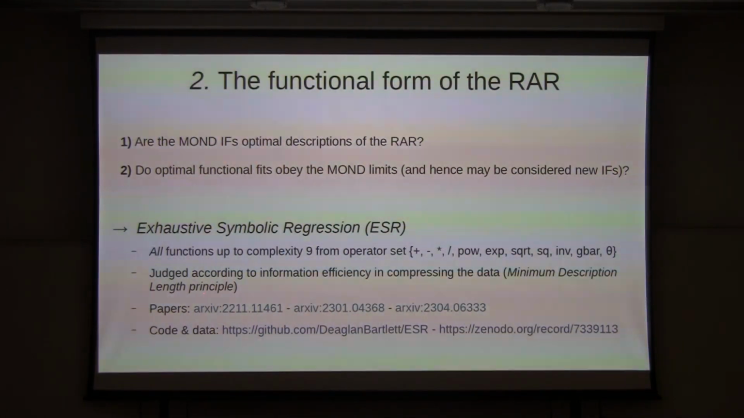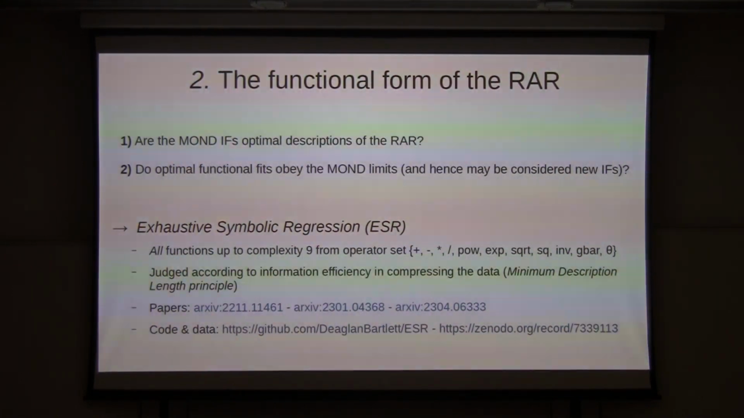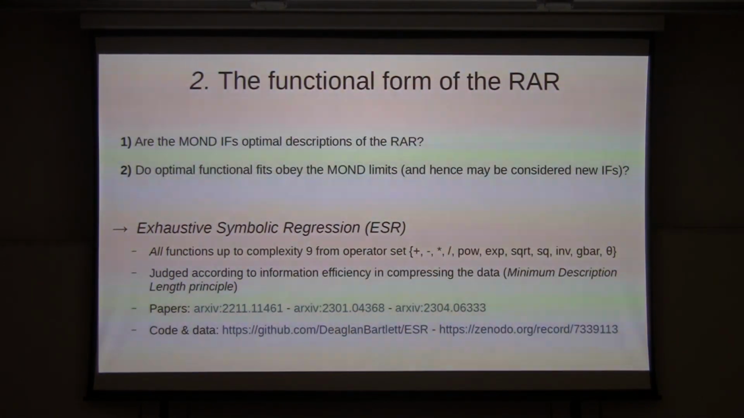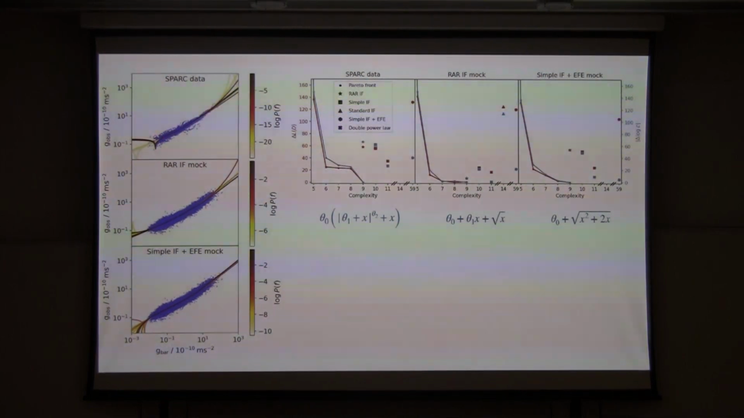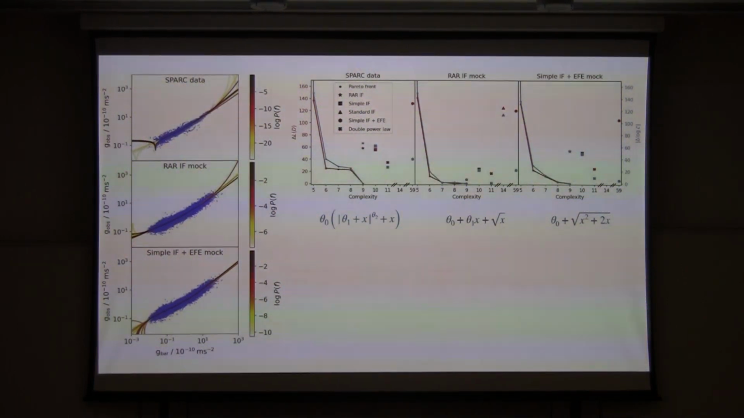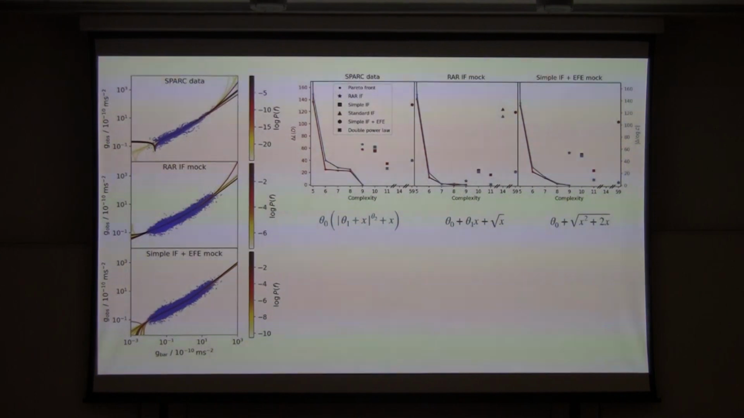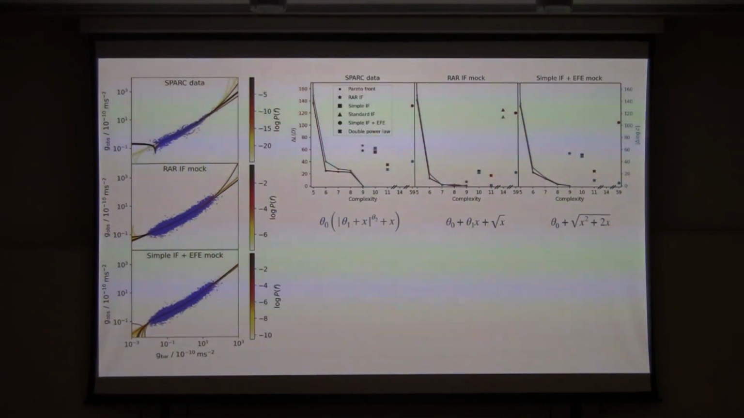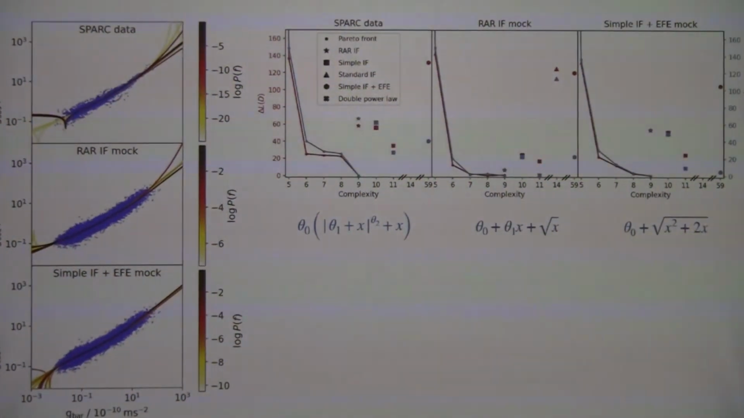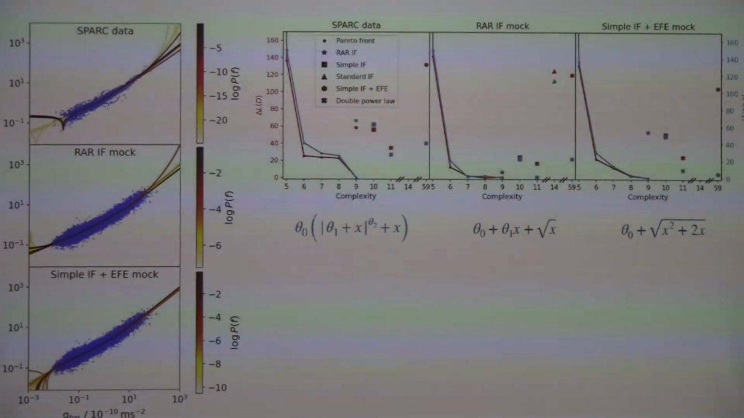So I'll spare you all the details of this, but if you're interested in symbolic regression in general, then I encourage you to have a look at our papers, and all our code and data are also public. Okay, but to apply this to the RAR, so I have up here the SPARC data again, and what I'm doing is I'm overplotting the 20 best functions that have been identified by ESR, color-coded by their probability of being correct as measured by their description length. So darker is better and lighter is worse.